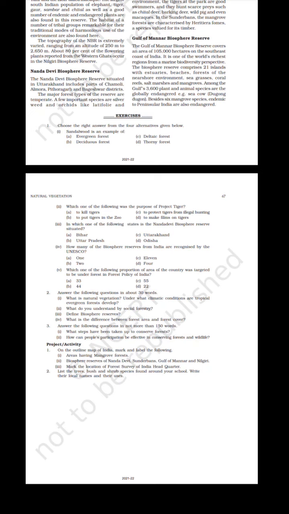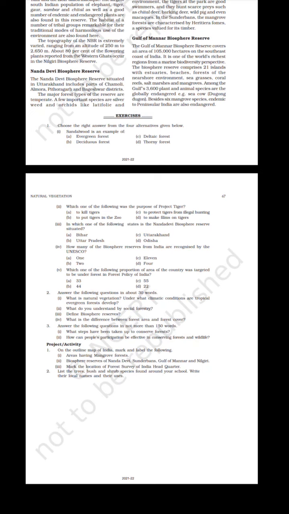Answer the following questions in about 30 words. What is natural vegetation? Under what climatic conditions are tropical evergreen forests developed? What do you understand by social forestry? Define biosphere reserves. What is the difference between forest area and forest cover? Answer the following questions in not more than 150 words. What steps have been taken to conserve forests? How can people's participation be effective in conserving forests and wildlife?